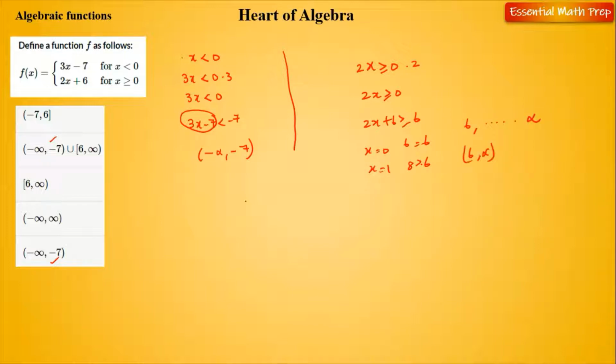So the union of the two sets will give you the complete range of the function. So the union of negative infinity to negative 7 and 6 to infinity is the correct answer.